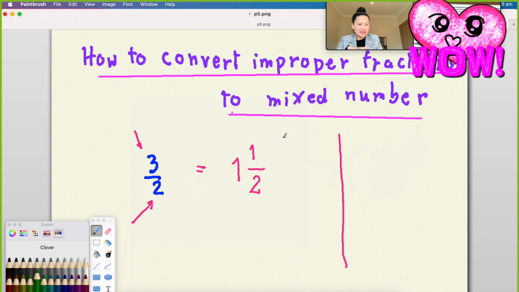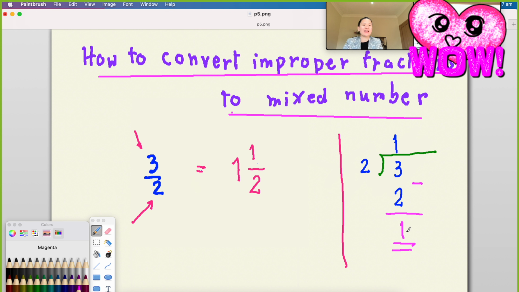In the future you need to use this method, but I'm going to show you another one as well. If you have 3, you divide it by 2. 3 divided by 2 is 1, and then 1 times 2 is 2 here. You minus them, so you have remainder 1. So you write down 1 here, and write the remainder 1 on the top here and divide it by 2. Is that hard?